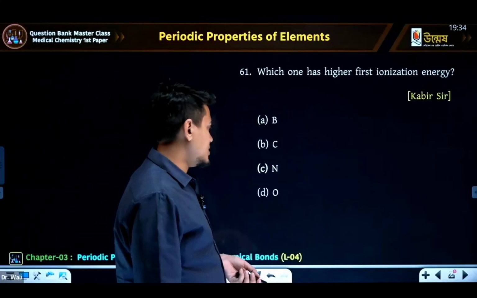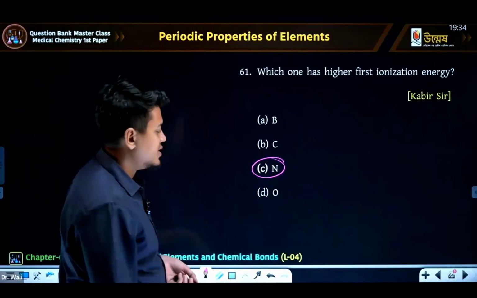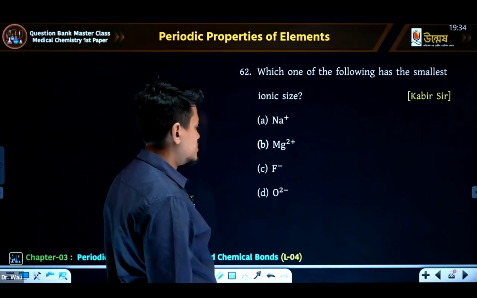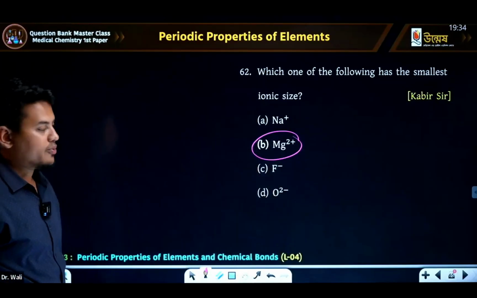Which one has higher first ionization energy? Higher first ionization energy is certainly nitrogen. Nitrogen shows higher ionization energy than oxygen. Which one of the following has the smallest ionic size? The smallest ionic size will be demonstrated by the higher charged cation, which is magnesium.